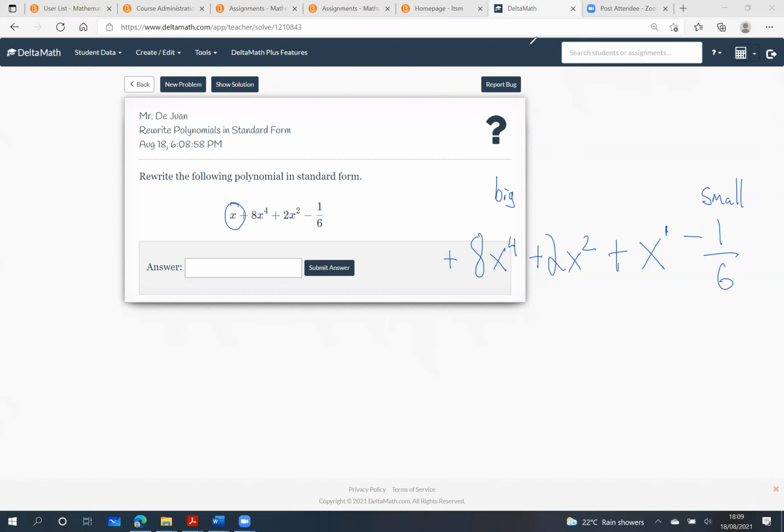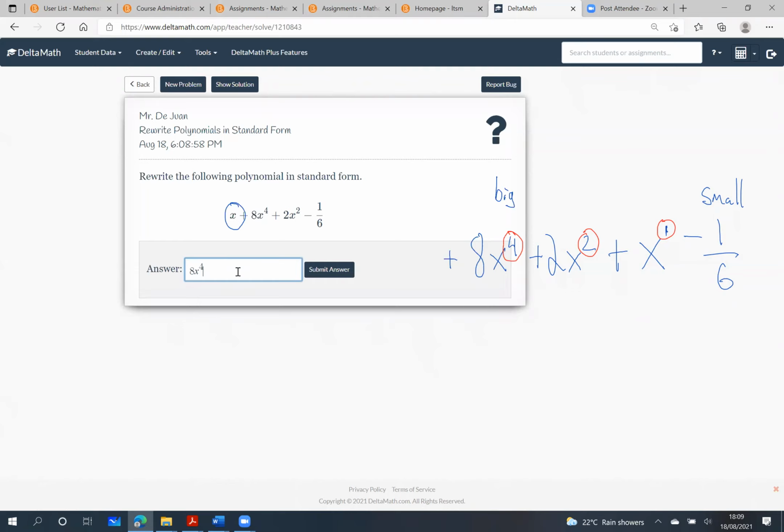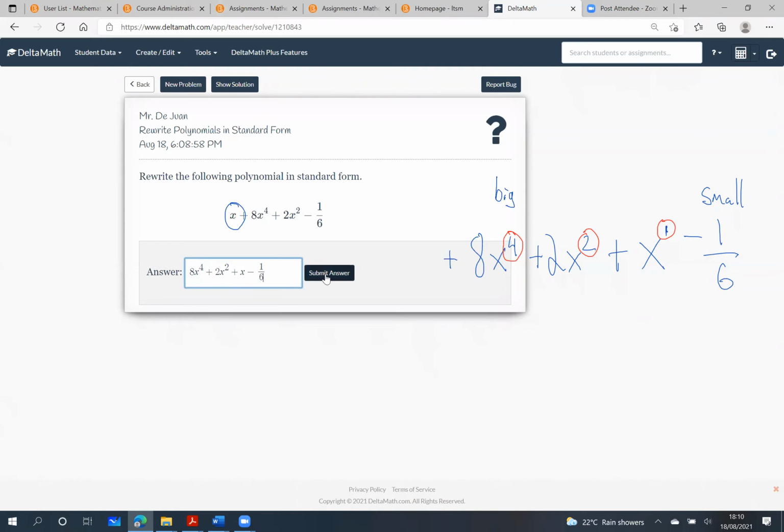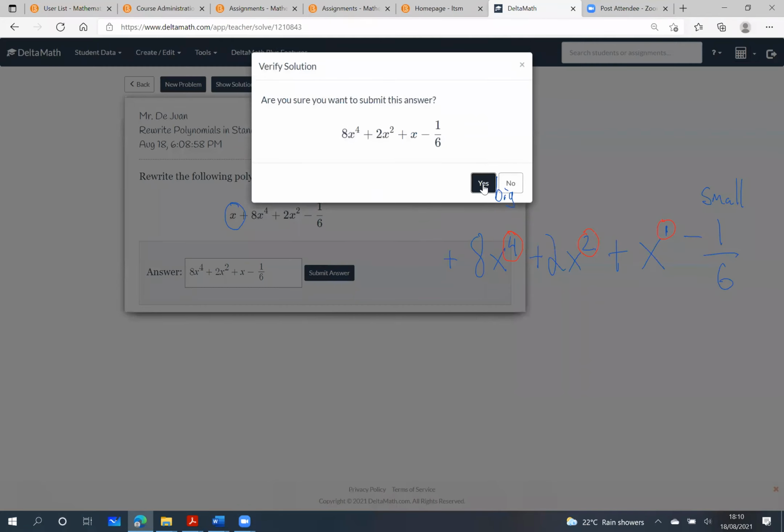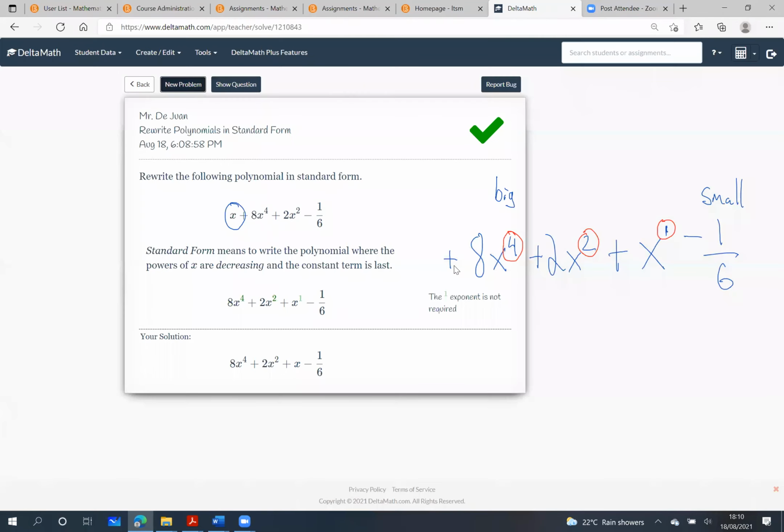As we can see, and as I will repeat, all you're doing is reading the exponents and putting them from biggest to smallest. So let's type the following: x to the power of 4 plus 2x to the power of 2 plus x minus 1 over 6. That should give us the right answer because we have the biggest and we have the smallest. And there we have it.